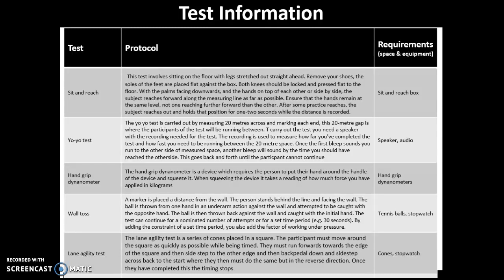So the first one, sit and reach. This test involves sitting on the floor with legs stretched out straight ahead. Remove your shoes, and the soles of your feet are placed flat against the box. Both knees should be locked and pressed flat to the floor, with palms facing downwards and the hands on top of each other or side by side.